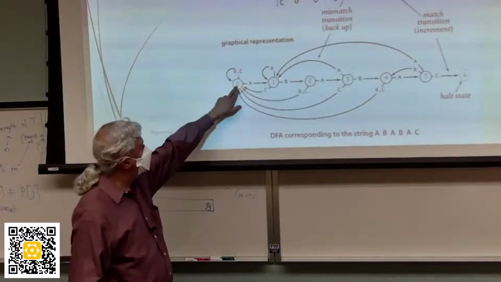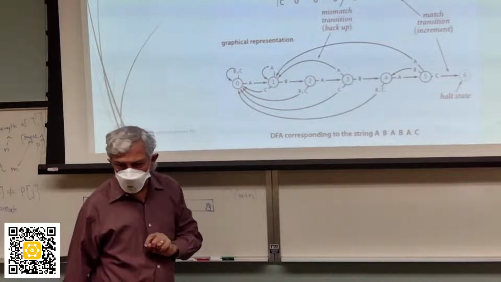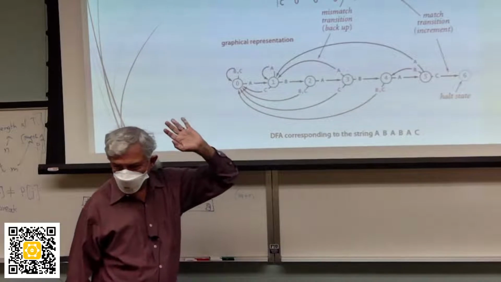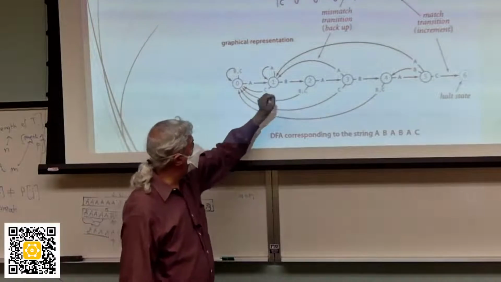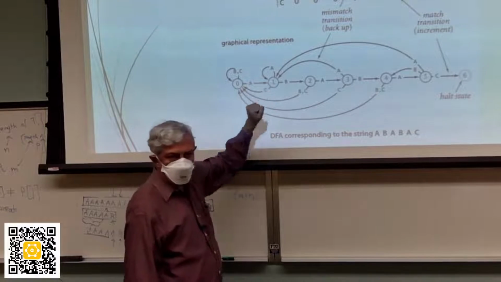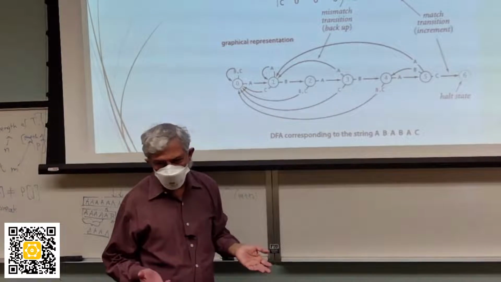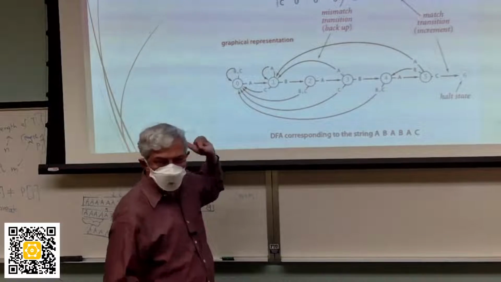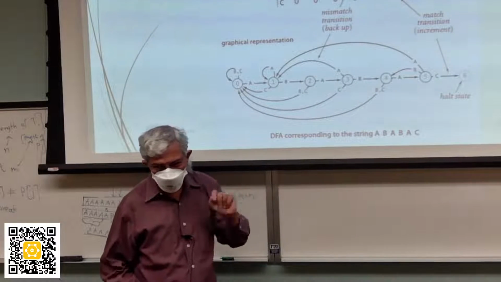So here, the first letter needs to be an A. So if you only see a B or a C, you're just going to stay there. If you see an A, you get here. If you see more A's, you're going to stay there. If you see a B, you get here. But if you see a C, it's back to square one. It's back to your start state.